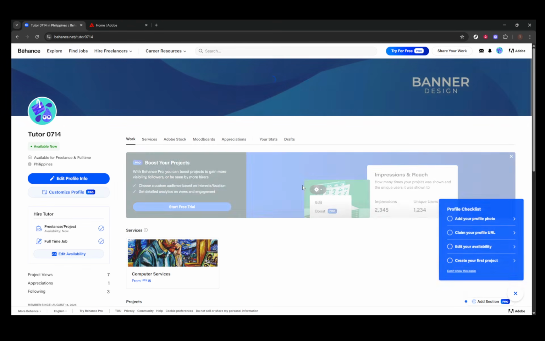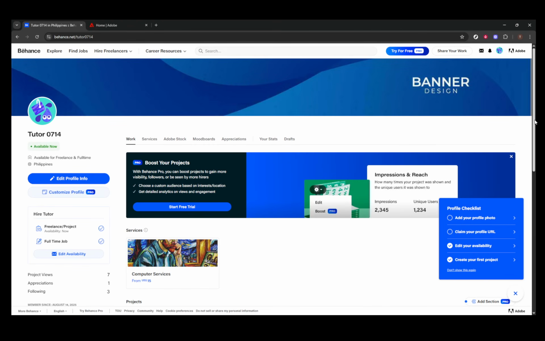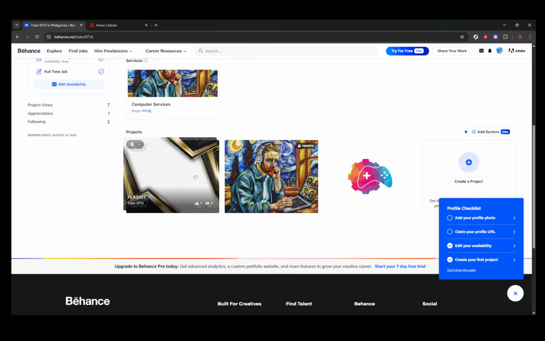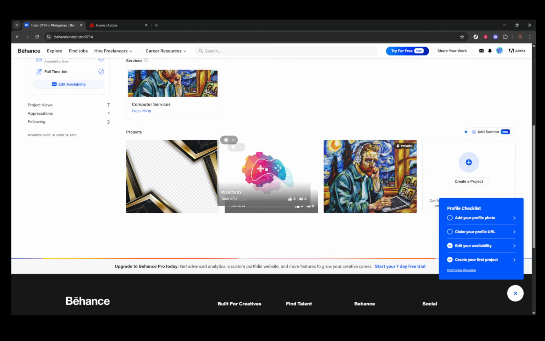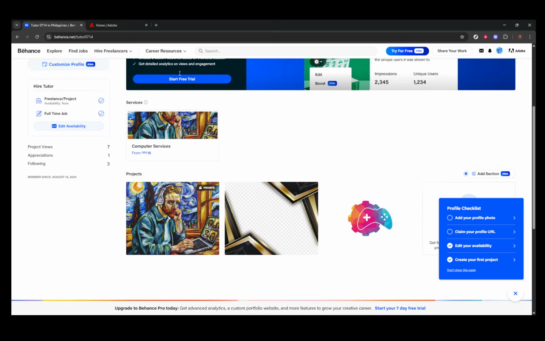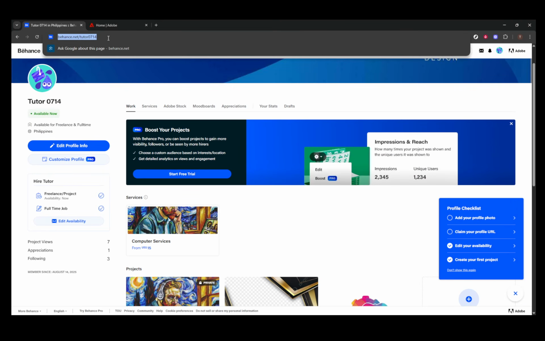Finally, don't underestimate the power of promotion. Share your Behance link across social media platforms, include it in your LinkedIn profile, and consider adding it to your email signature. The more visibility your portfolio has, the more opportunities you'll create for yourself to connect with potential clients and collaborators. By following these steps, your Behance portfolio won't just be a collection of work. It's a dynamic, living showcase of who you are as a creative professional.